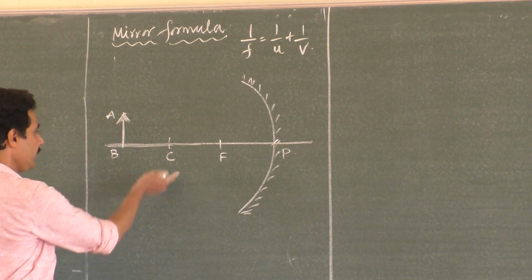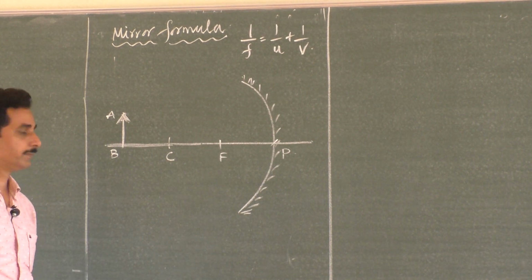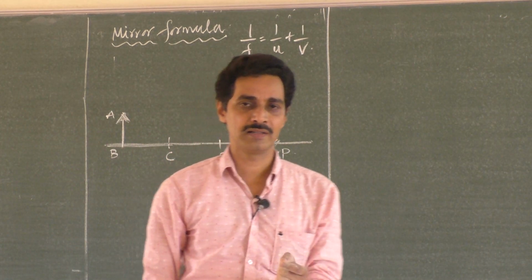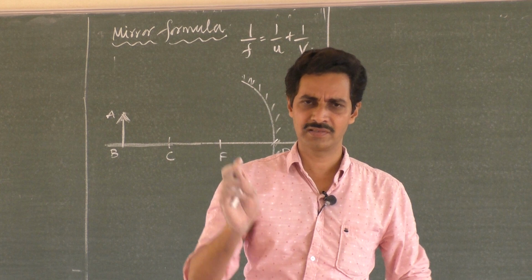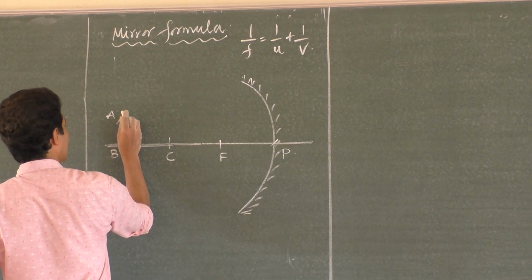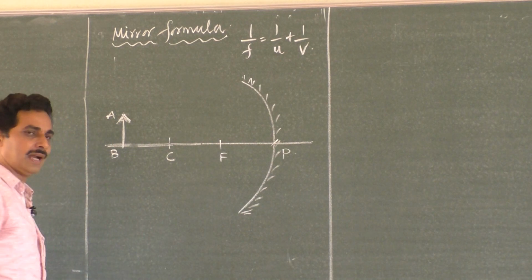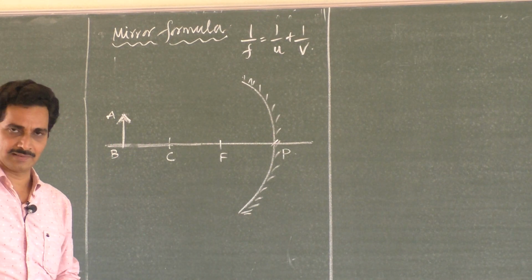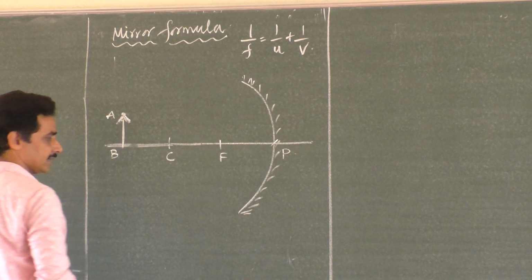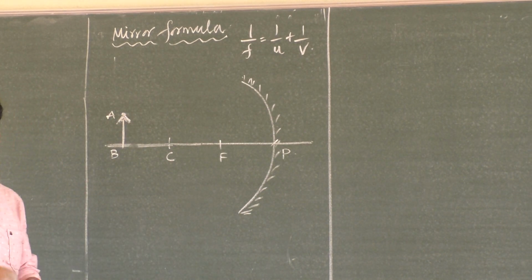Okay. Keep an object away from the center. Now in order to trace the image, we will take one part of the object. You need not consider all the parts of the object. Take the flame part. In the image, if you can trace where the flame is, the remaining part of the candle will be traced easily. Take one point of the object. Consider some rays.